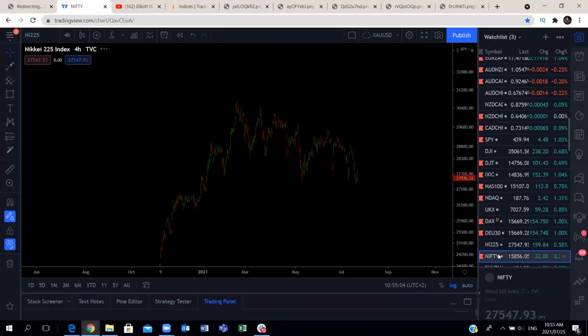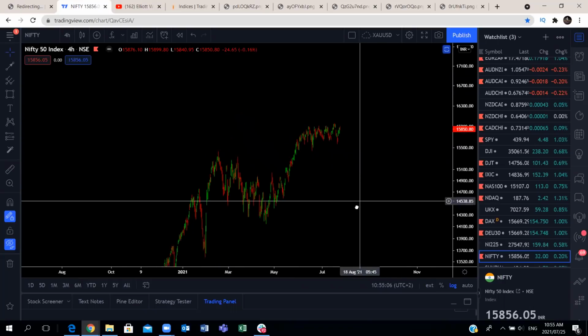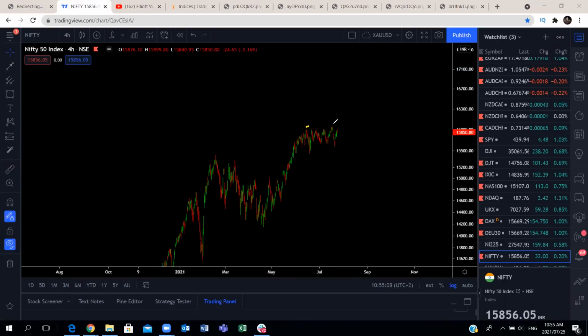And lastly, the Nifty, continuation pattern to the upside. As you can see here, we've got a running flat. We're looking for more upside here. Any 1 hour correction, we'll see the Nifty continue to the upside. That's all that we have as far as the Forex, commodities, and the indices are concerned.